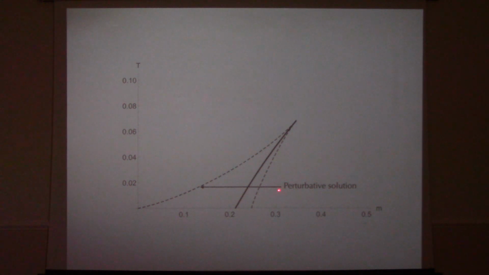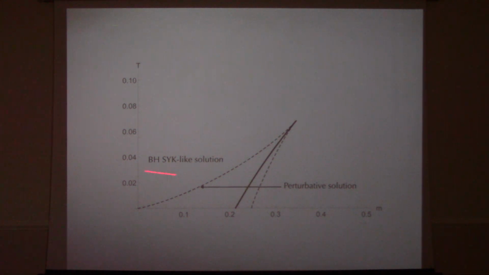This solution exists until you cross this dashed line. This dashed line tells you that on the right the solution exists, on the left it no longer exists. It's no longer a solution of the equation.